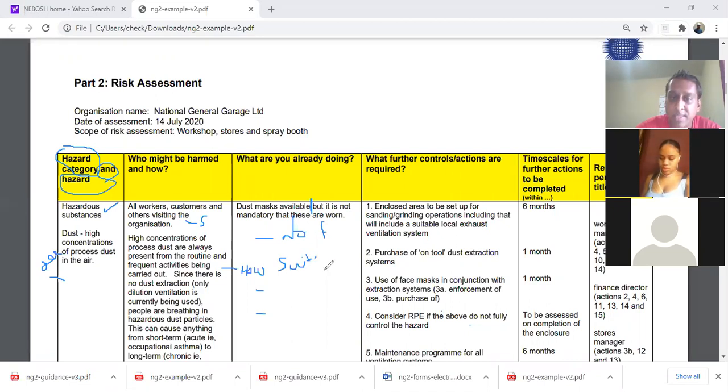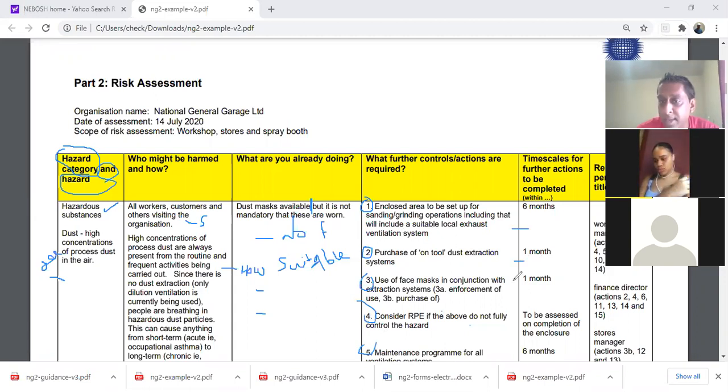You have to say maybe there is signage, maybe there's a policy. If there was a policy, like for opening the doors or whatever, you say there's a policy, but no one is following the policy. And based on that, you can now go and suggest further controls. The further controls must be numbered, 1, 2, 3, 4, 5, whatever number you want to put. These must have an appropriate time scale.